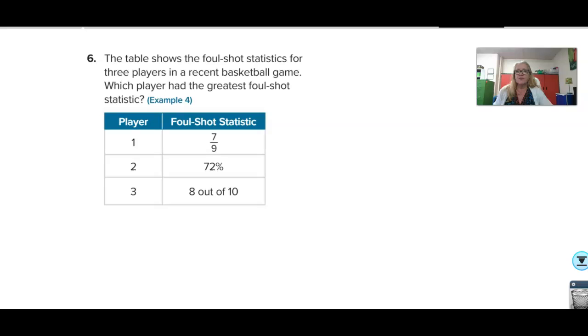Okay, the table shows the foul shot statistics for 3 players in a recent basketball game. Which player had the greatest foul shot statistic? They just want to know which one of these numbers is worth the most, okay? So 7/9, what I'm going to do is just do top divided by bottom. That's how you can use any calculator to turn a fraction into a decimal. All right, top divided by bottom gives me 0.7 repeating. 72% is 0.72. And 8 out of 10 is 0.8. Okay. So which one had the greatest foul shot statistic? Number 3.